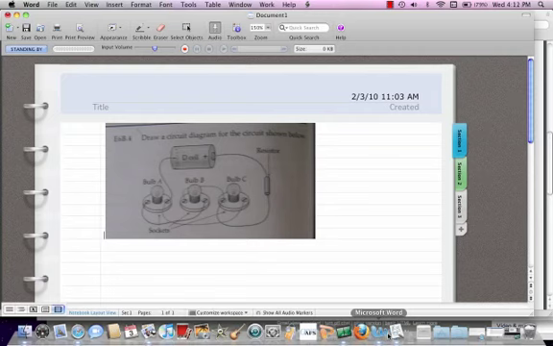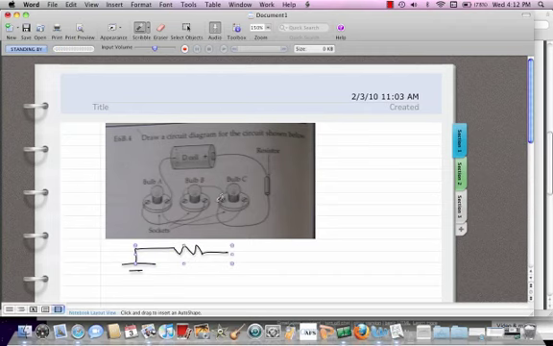Alright, in this problem we need to draw a circuit diagram. So the first thing we want to do is look at the battery, and we want to draw the battery so the positive end has a bigger horizontal line than the negative end. So this is going to be the positive end, and the positive end goes through a resistor first. So I'm going to draw a resistor.